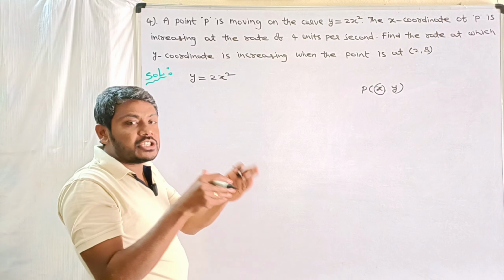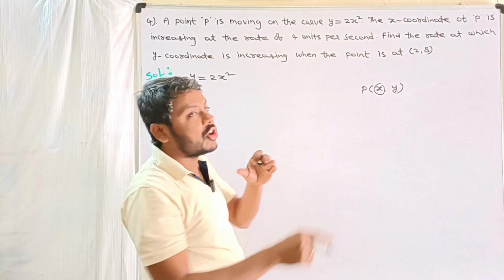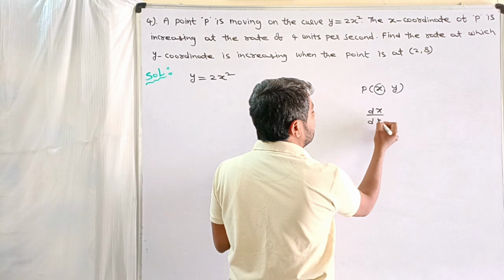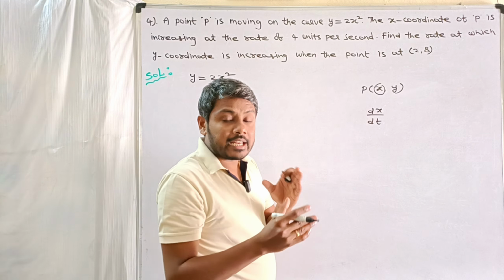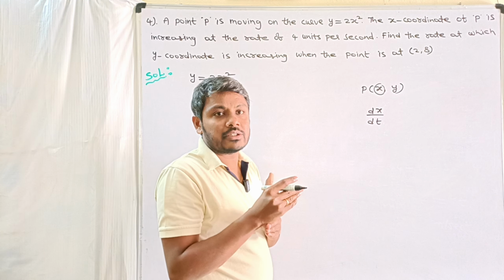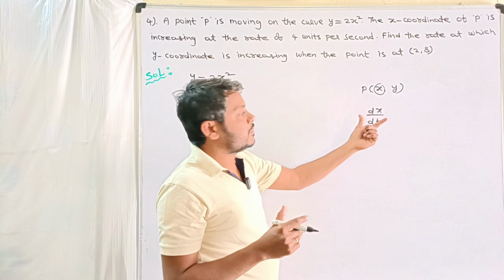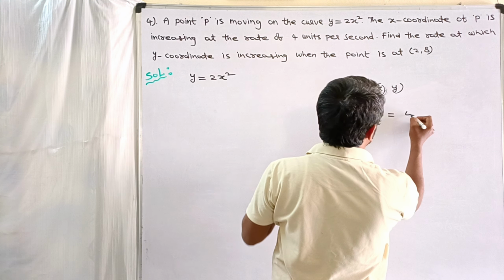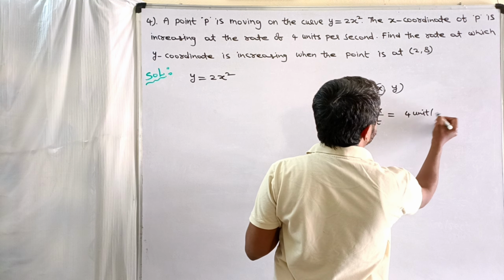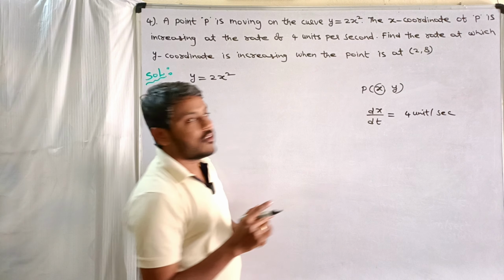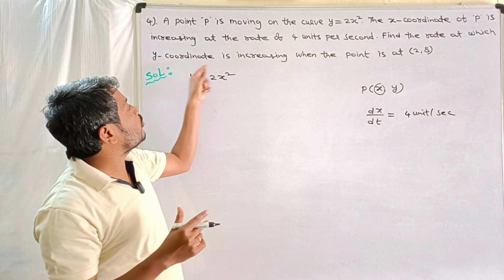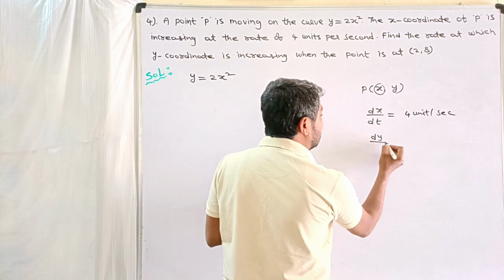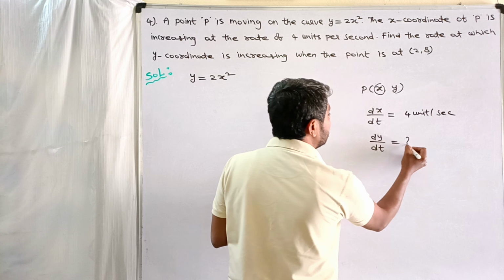Increasing. Increasing means it is changing. At the rate is what? 4 units per second. Which means dx by dt. So increasing means a change in x. So change in x can be written as dx by dt, which is given as 4 units per second. Find the rate at which y coordinate is increasing, which means you need to find dy by dt.